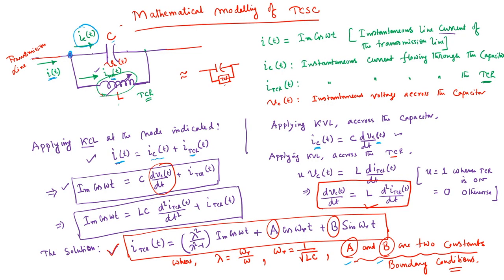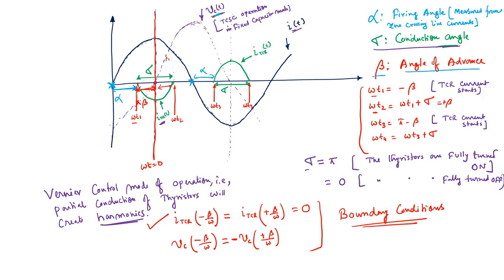Another thing we will do is develop the expression for the actual impedance, ZTCSC, of the overall system as a function of the angle of advance, that is beta, which is very important. As I said, the angle of advance, beta, is an important parameter. By changing this value, we can control the ITCR current, and subsequently we can control the capacitor voltage as well. So, we will develop the expression for the impedance of the overall circuit as a function of the angle of advance in the subsequent lecture.